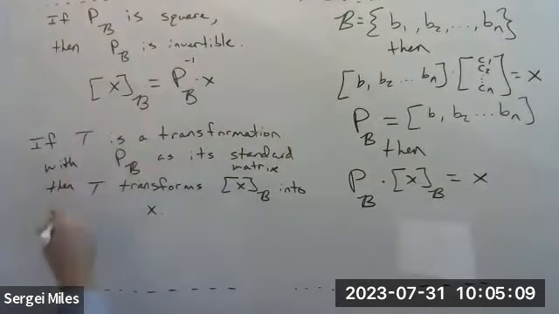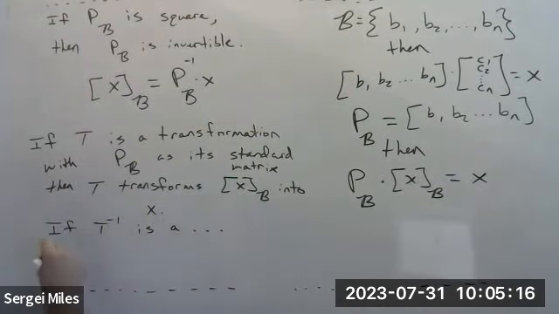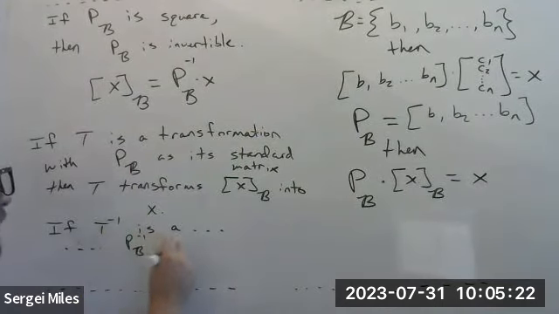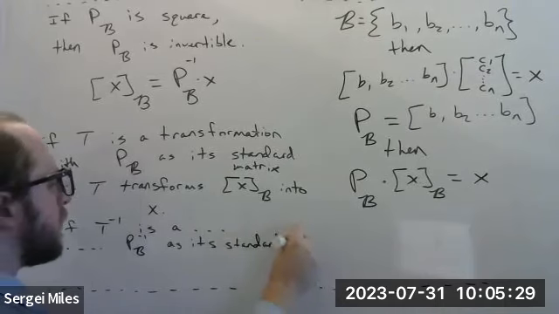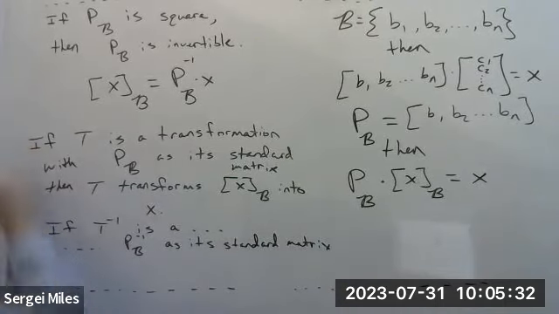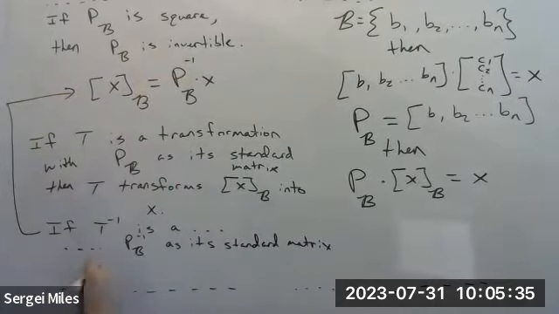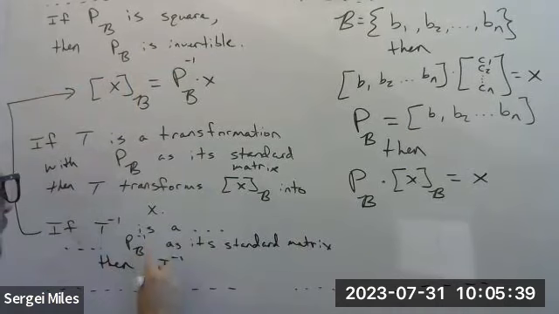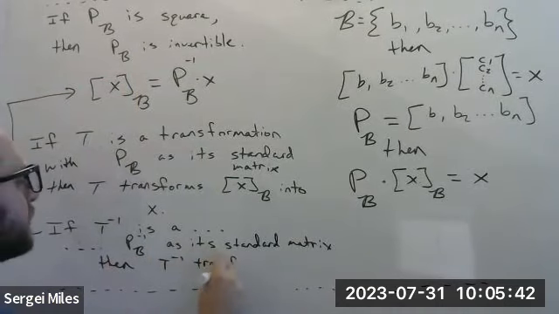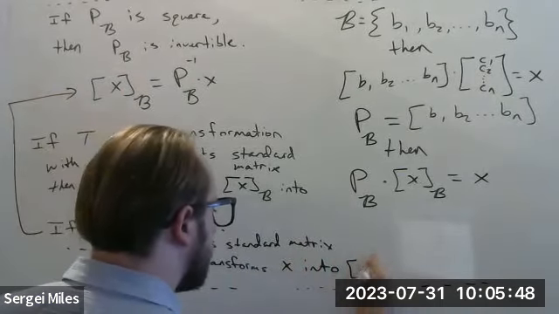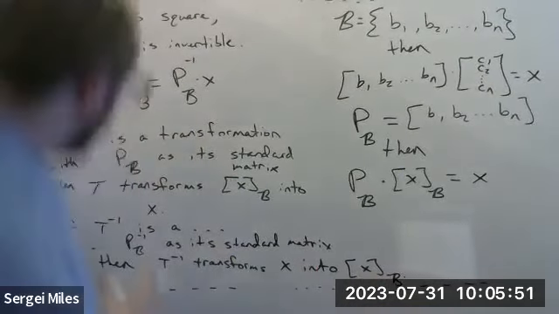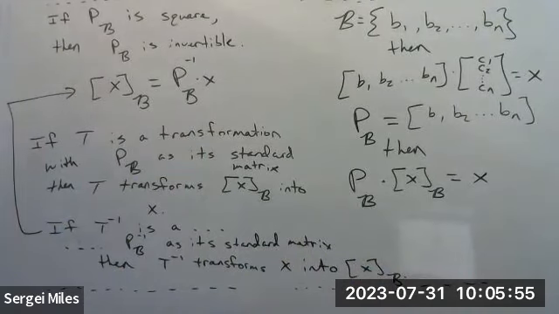But vice versa, if T inverse is a transformation with PB inverse as its standard matrix, so now we're thinking about this picture up here, then T inverse transforms X vectors into the B coordinate vector.